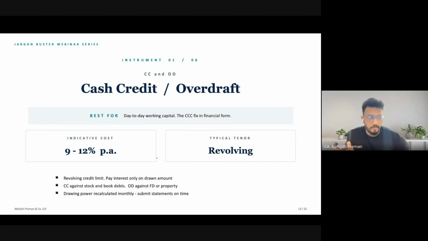Just imagine your stock is 30 lakhs. 75% of 30 lakhs is 22.5 lakhs. Then on your debtors, you have 20 lakhs, and on debtors you get 60%, so that's 12 lakh. So 22.5 plus 12, 34.5 lakh would be your drawing power. Still, your limit is 50 lakhs, but you can draw only up to 34.5 lakhs. In the next month, when your debtors and stock increase, you will be able to draw more. The typical indicative interest cost is 9 to 12% per annum, and it's a revolving kind of account.